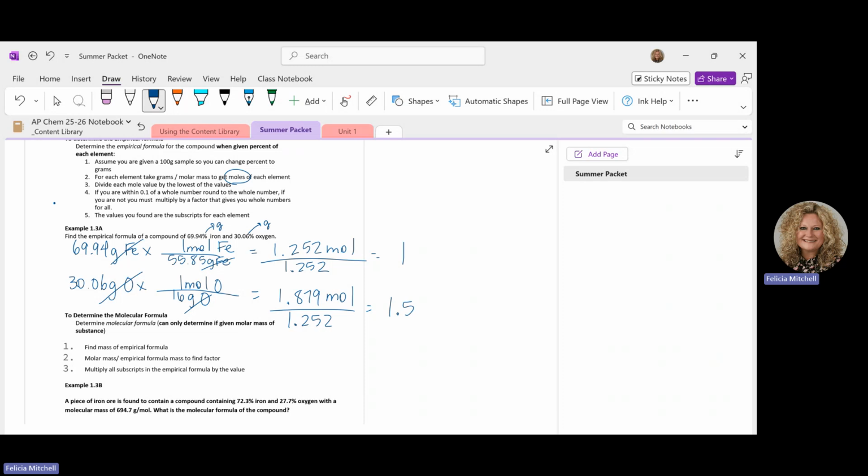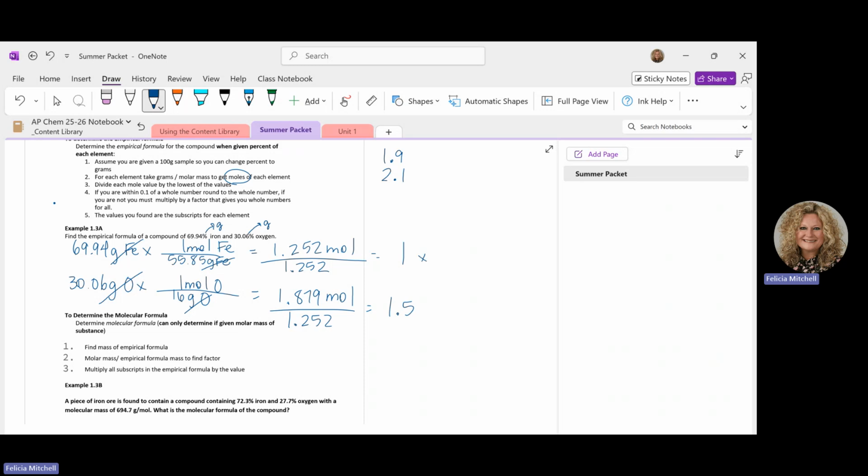Now, remember, this is how you're getting the subscripts. These numbers at the end, divided by the smallest number of moles, are the subscripts of your empirical formula. A subscript cannot be a 0.5, and it can't be a decimal. It's got to be a whole number. And remember, the rule I told you was that it has to fall within a tenth of a whole number for you to round. You can't round 1.5. It would have to be 1.9 or 2.1 or 0.9 or 1.1 or 3.1 or 2.9. It's got to be within 0.9 or 0.1 to round.